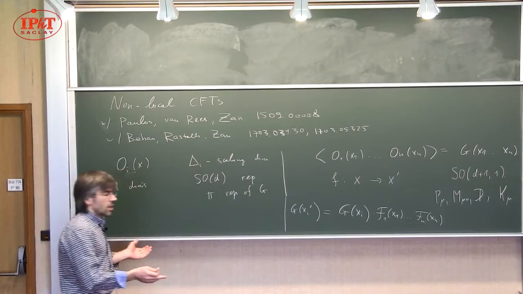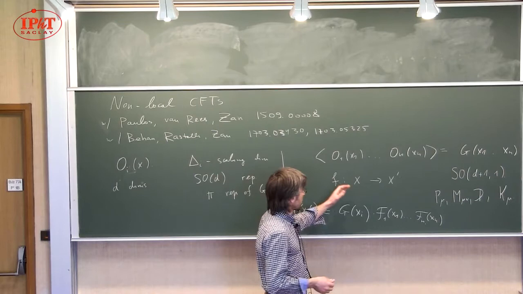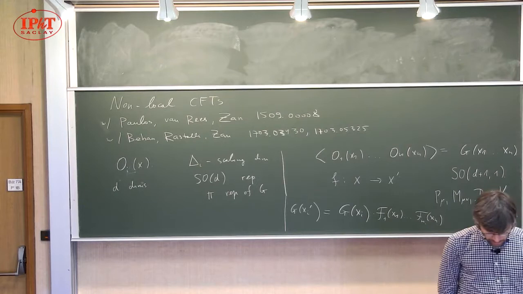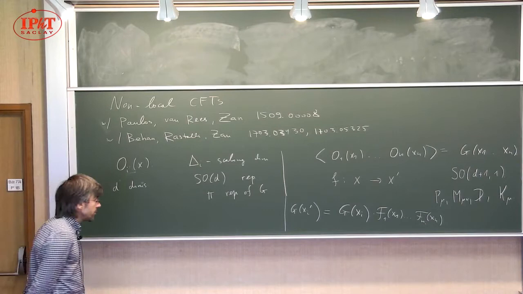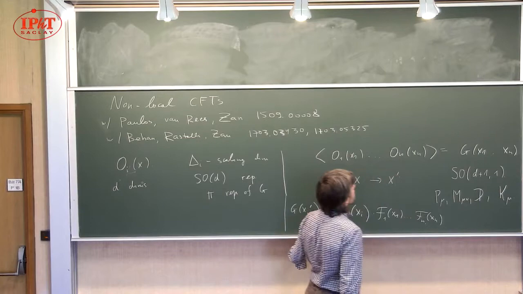So we just have a bunch of correlation functions, and the correlation functions at x's and x primes are related according to this rule. And so why are these CFTs important to physics? Because they actually emerge extremely frequently as endpoints of renormalization group flows.